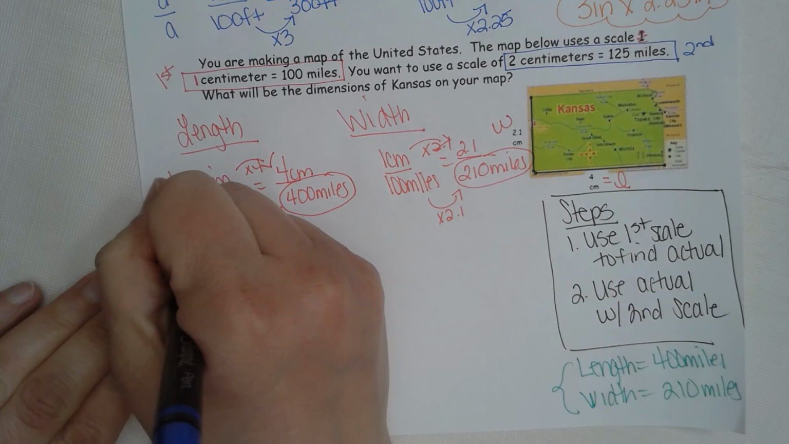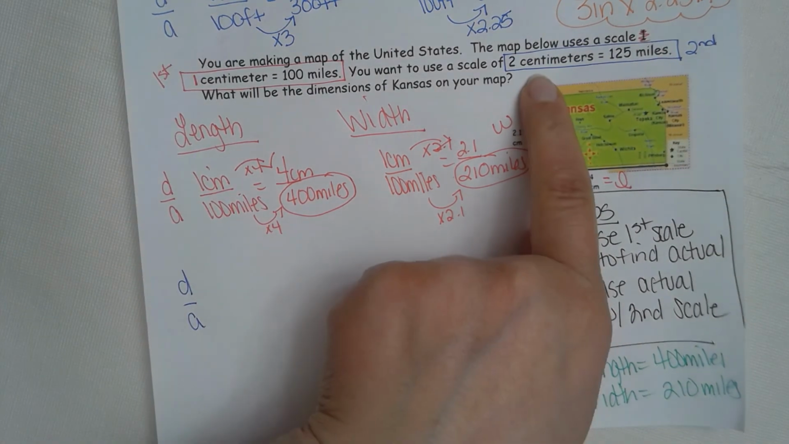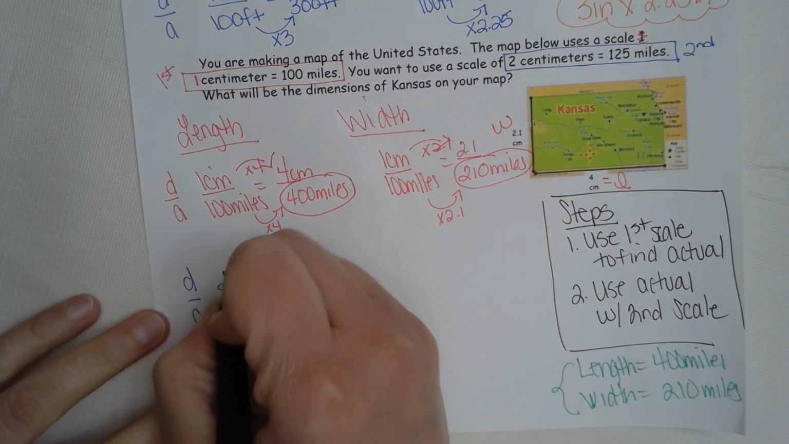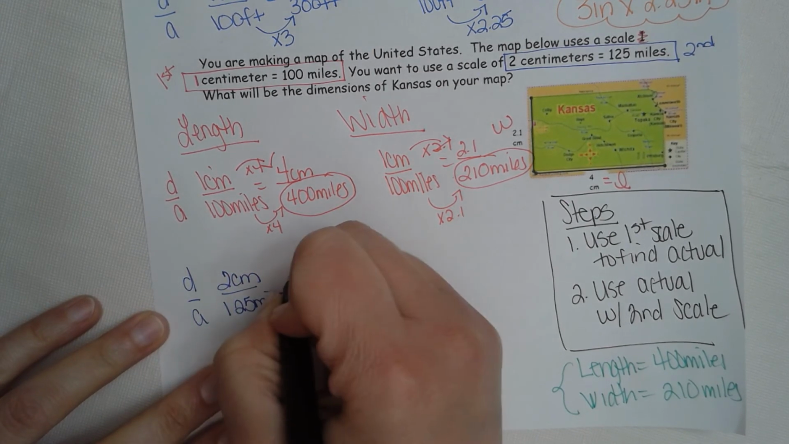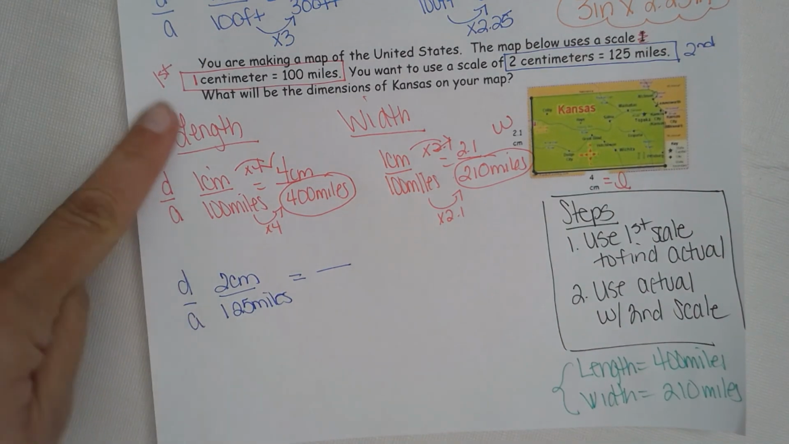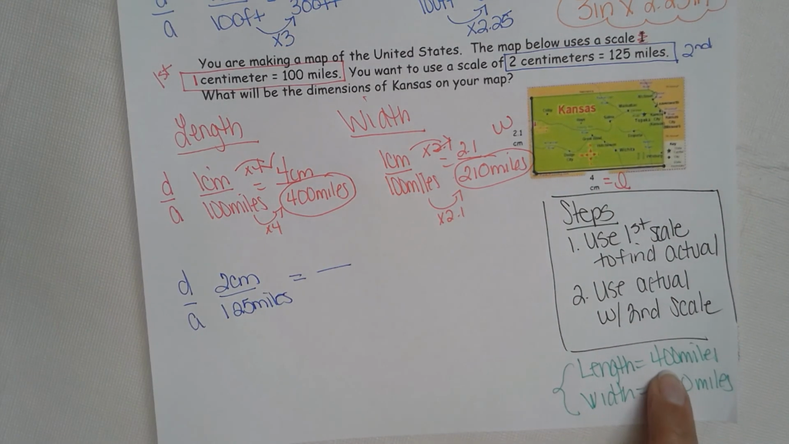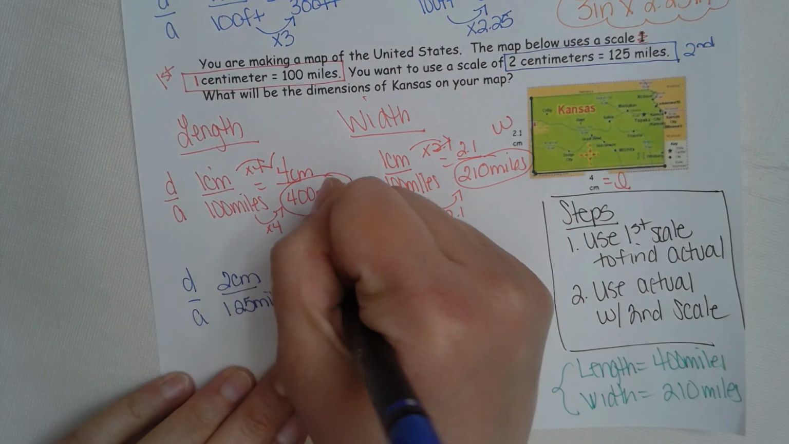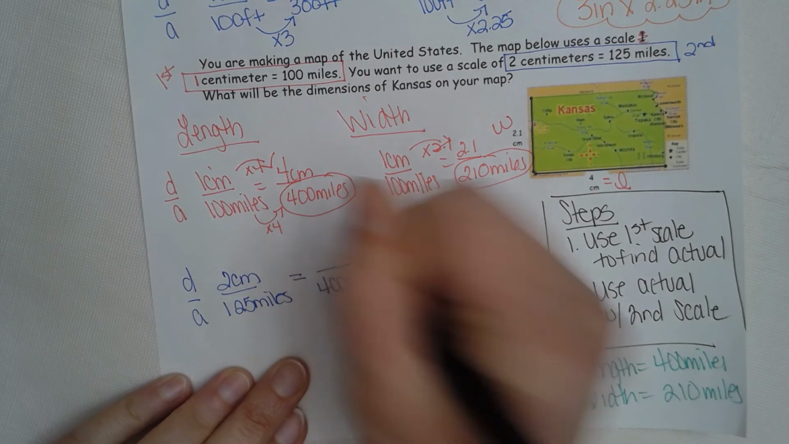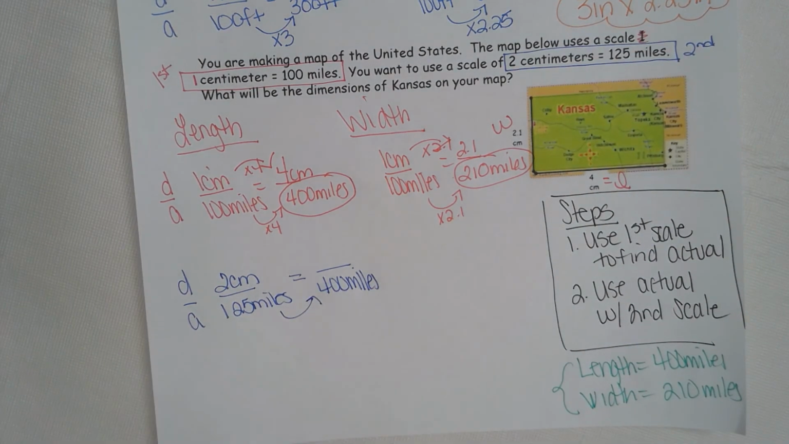Okay, it's going to be drawing over actual. I'm going to grab our second scale, which is 2 centimeters over 125 miles. And I'm going to set up our proportion. Okay, for the length, our actual length is 400. So that actual 400, that's going to go in the denominator because drawing over actual, 400 miles. Okay, so now we're going to see our jump. I'll be honest with you, offhand, I don't know what that jump is.